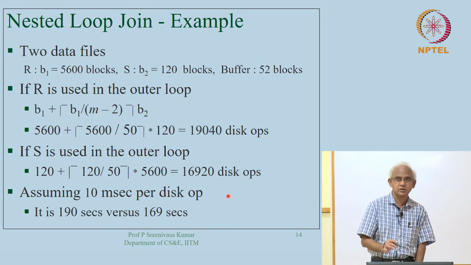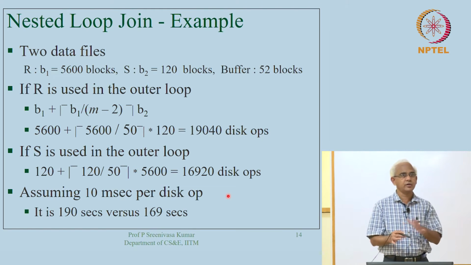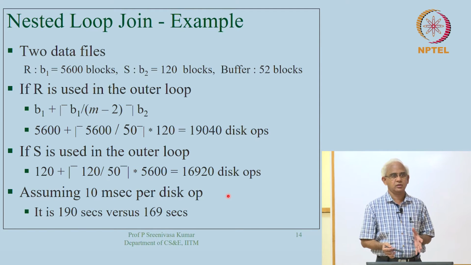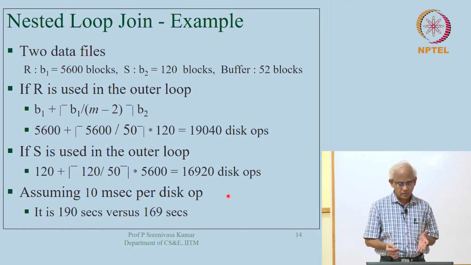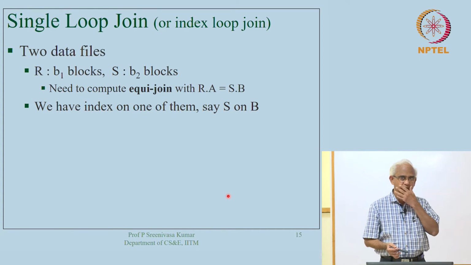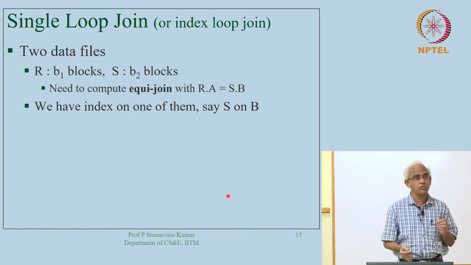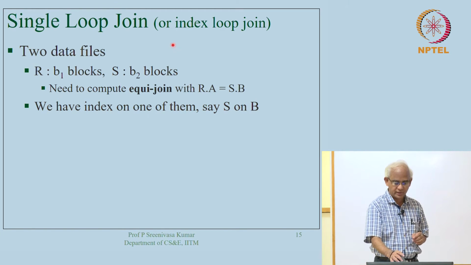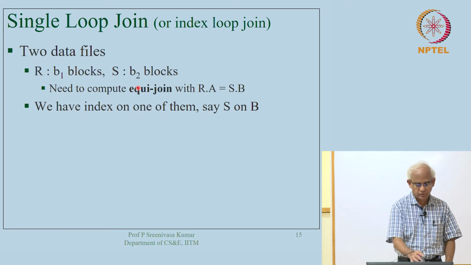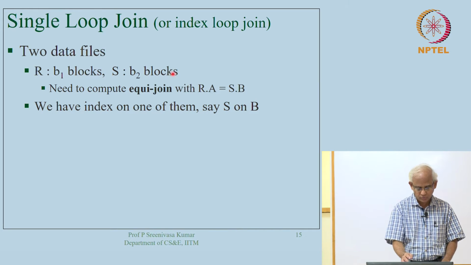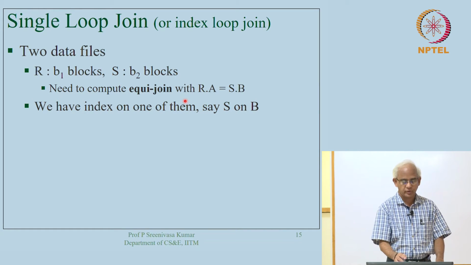Okay. So, this is the situation when we really do not have any support of indices for the files. Now, let us look at a situation where we have an index on one of these files. So, this is called single loop join or index loop join algorithm. Again we have two data files, let us say R has B1 blocks and S has B2 blocks, and we need to compute the equijoin with R dot A equals S dot B.